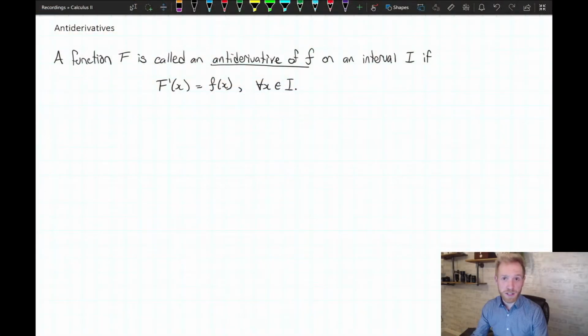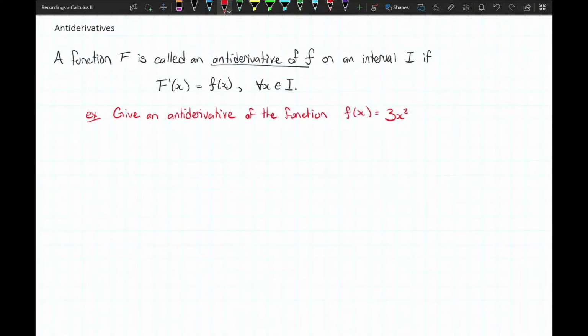That's the concept. So as far as a definition, a function, let's say capital F, is an antiderivative of a function lowercase f on an interval I if the derivative of capital F is the function f over that interval. Let's take a look at an example. Pretty easy one to start off with. Give an antiderivative of the function f of x equals 3x squared.